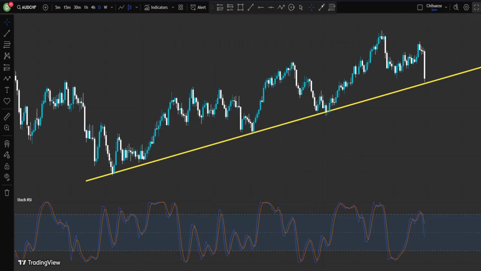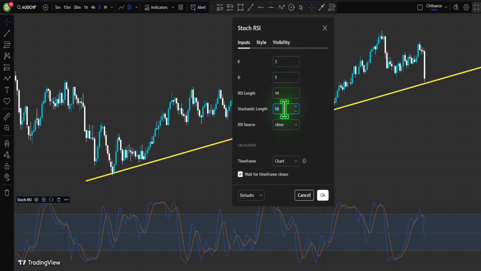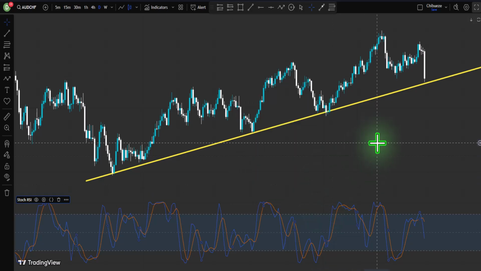Now that we've added the stochastic RSI to our chart, let's tweak the settings for better accuracy. Go to the indicator settings and enter these custom values. This fine-tunes the signals, helping us avoid false entries and catch better trade setups. Now let's move on to how we actually use this indicator to time our trade entries perfectly.